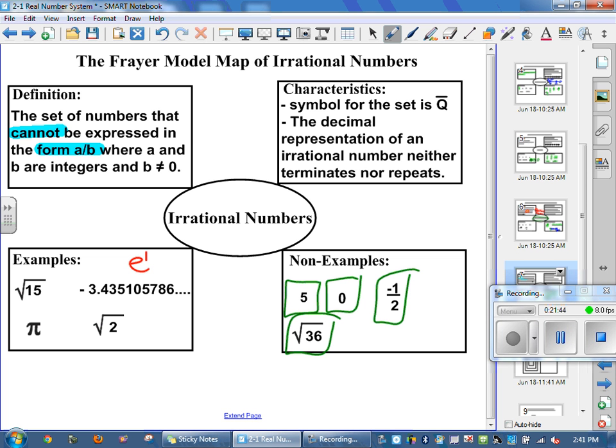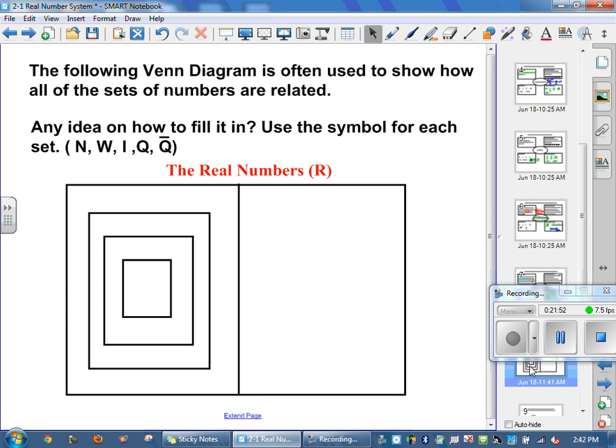Let's take a look at how we would draw this. This is called a Venn diagram. Venn diagrams help us sort our information. So how can we sort our information? Yeah, it says Venn diagram, you bet. So any idea of how to fill that in? Where am I going to put all those numbers?